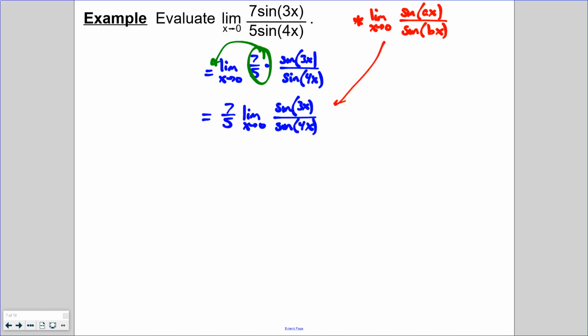And now we do match, which means all we have to do is identify our a value, which is 3, our b value, which is 4, and then substitute in for our identity. Which means we're going to get 7/5 times 3/4. And hopefully remember, when we multiply fractions, we multiply tops with tops, bottoms with bottoms, giving us a final answer of 21/20 as our limit.